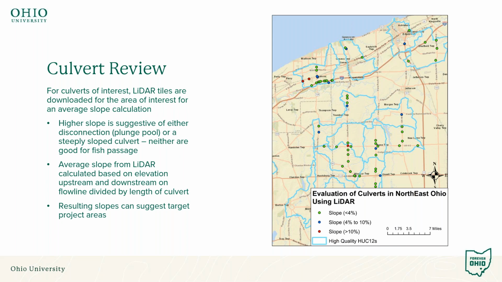And then the blue ones are places where the slope is between 4 and 10%, and the red ones are where the slope exceeds 10%. Those locations with slopes between 4 and 10% or greater than 10% would be good starting points for doing the field inspection to determine whether these are good project locations for project planning.